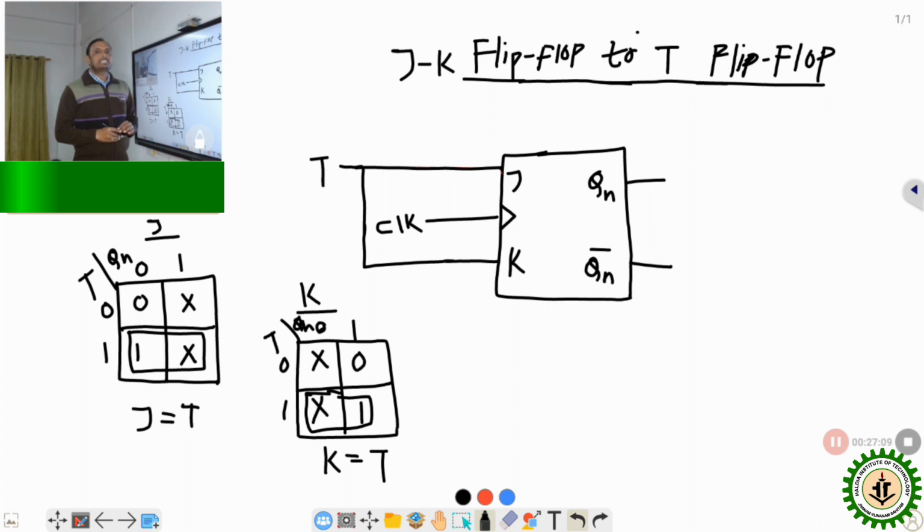Further, in the next session I am going to discuss another part of that particular flip-flop topic, which is nothing but the race around condition problem, and the process we follow to solve that race around condition problem. Thank you very much.